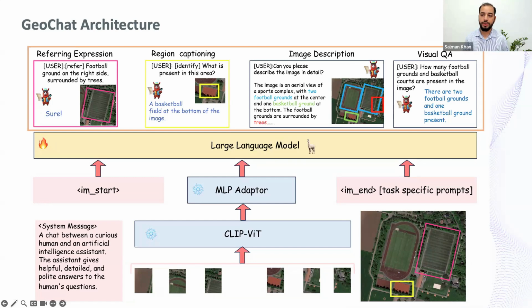Similarly, we can also do visual question answering. So how many football grounds and basketball courts are present in this image? The model in this case will just generate a textual response outlining the answer to the given question.